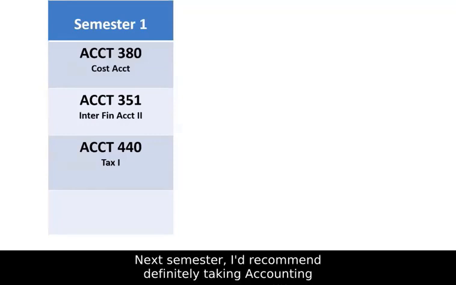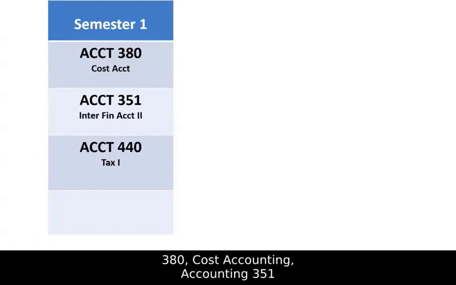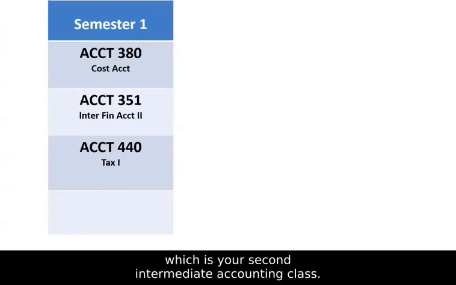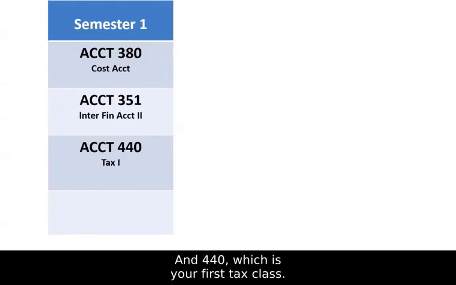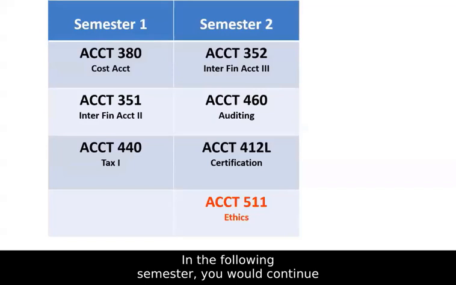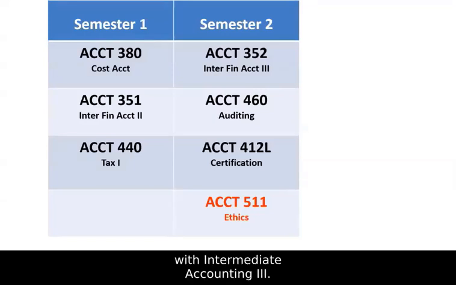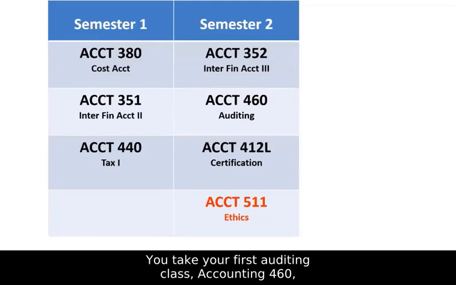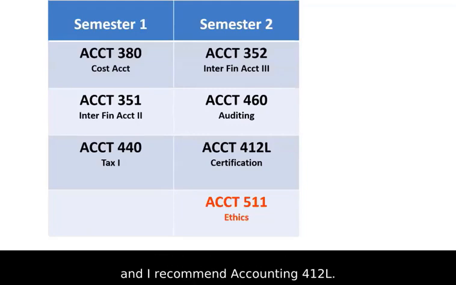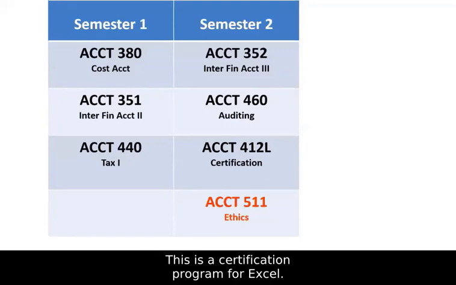Next semester, I'd recommend definitely taking Accounting 380, cost accounting, Accounting 351, which is your second intermediate accounting class, and 440, which is your first tax class. In the following semester, you would continue with Intermediate Accounting 3. You take your first auditing class, Accounting 460, and I recommend Accounting 412L. And this is a certification program for Excel. And I'll talk more about this course in a moment.